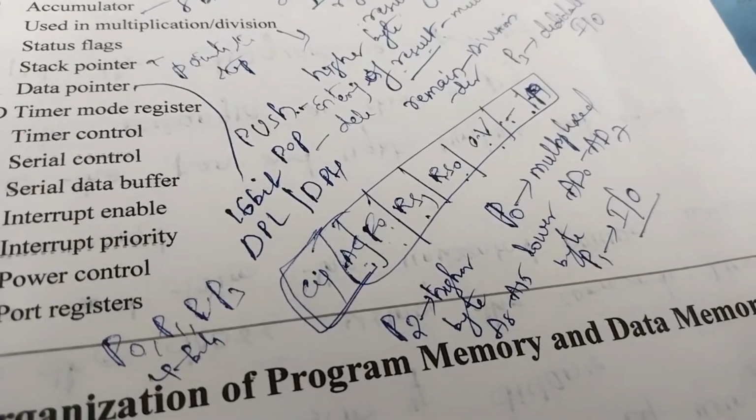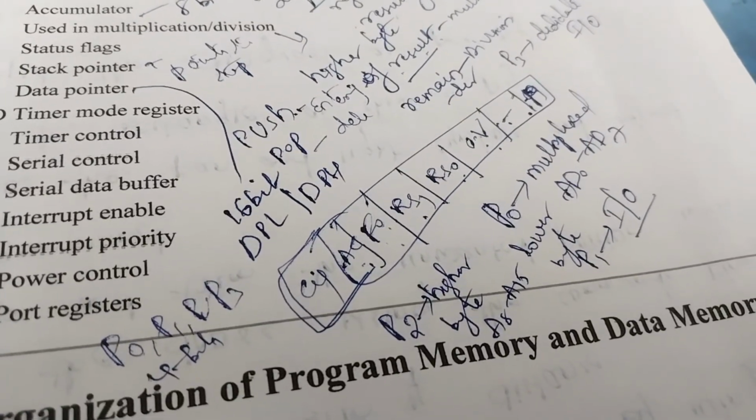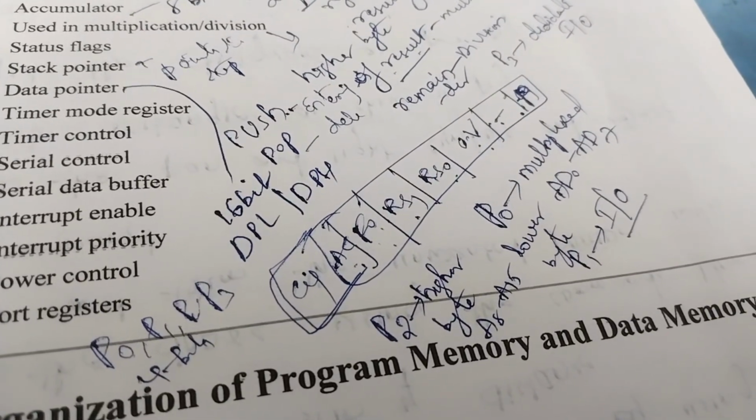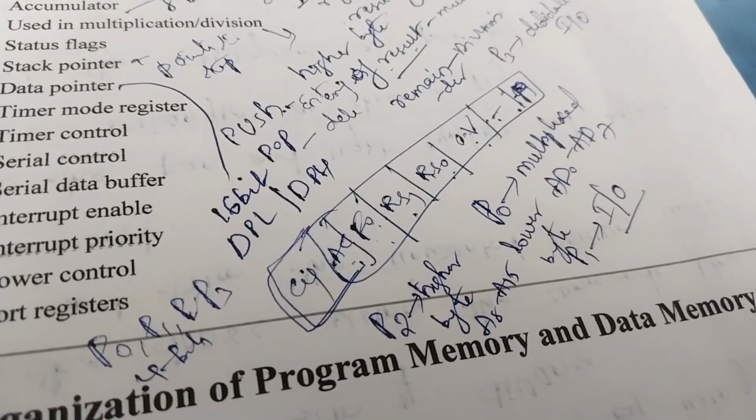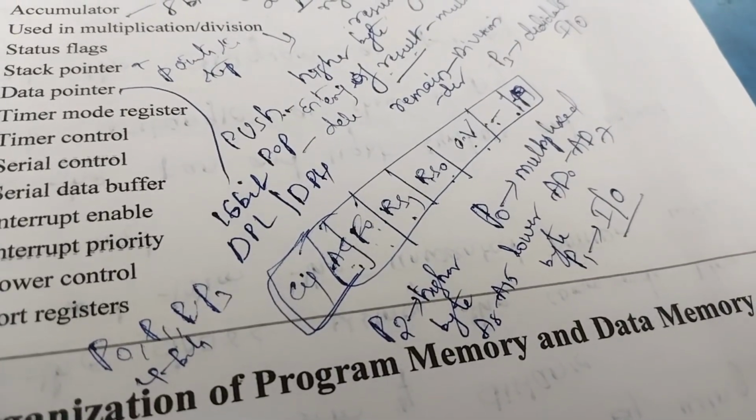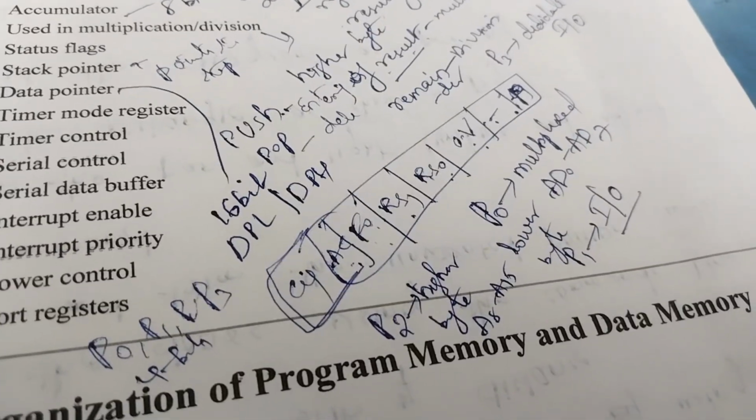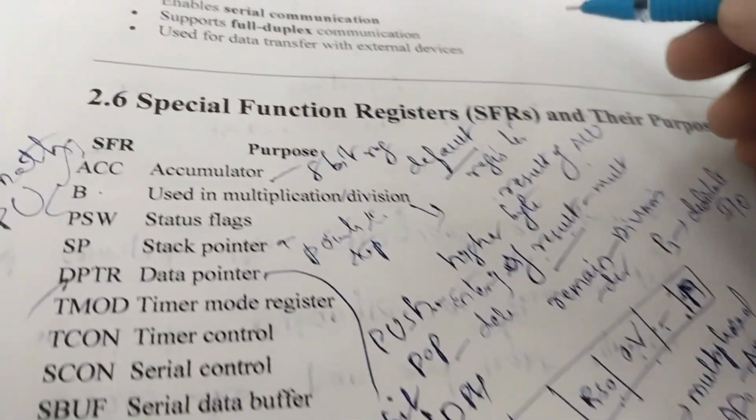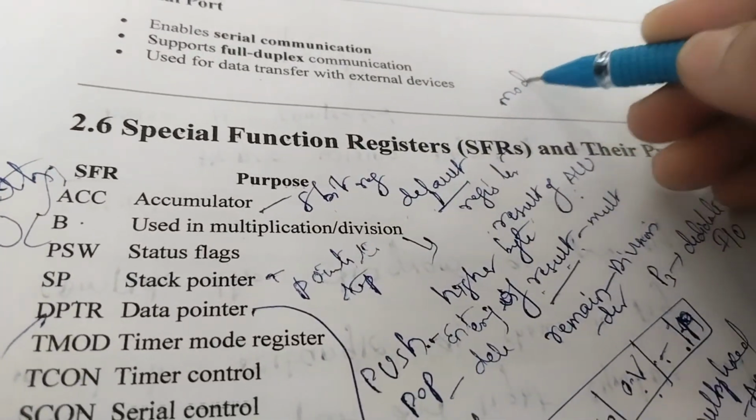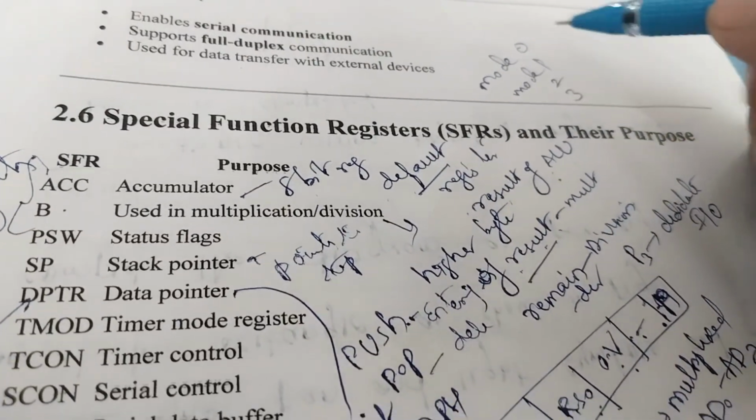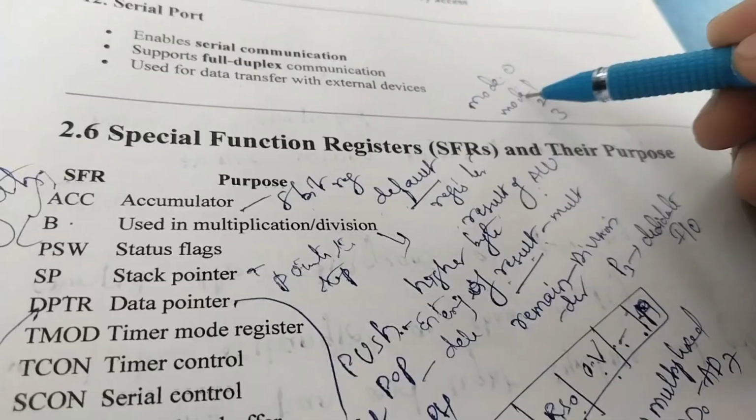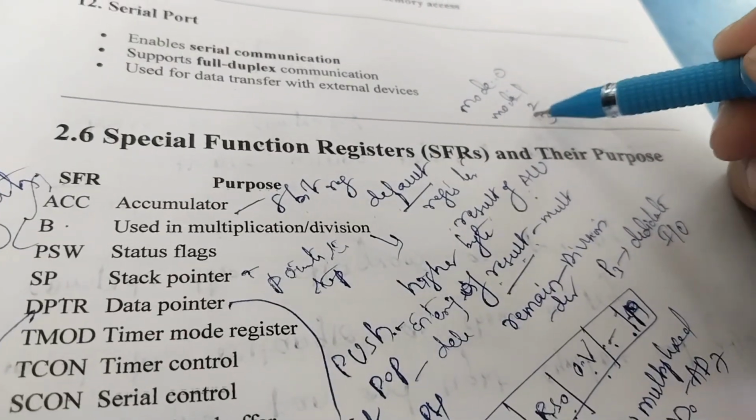The next important question is, how many modes of operation do these 4 ports, port 0, port 1, port 2 and port 3, operate in? They operate in 4 modes of operation: mode 0, mode 1, mode 2 and mode 3.